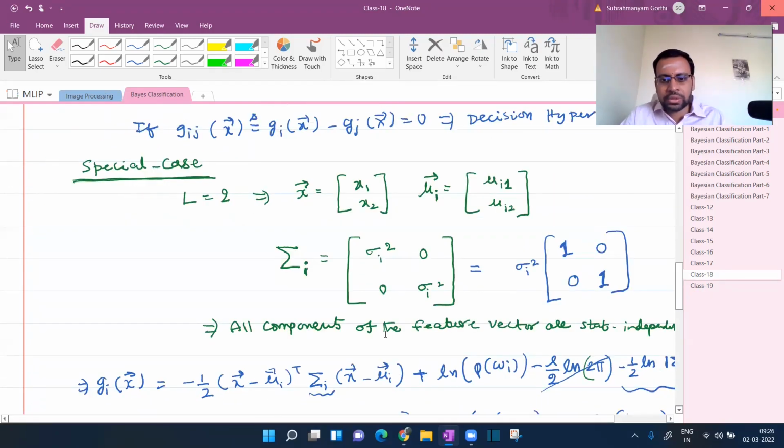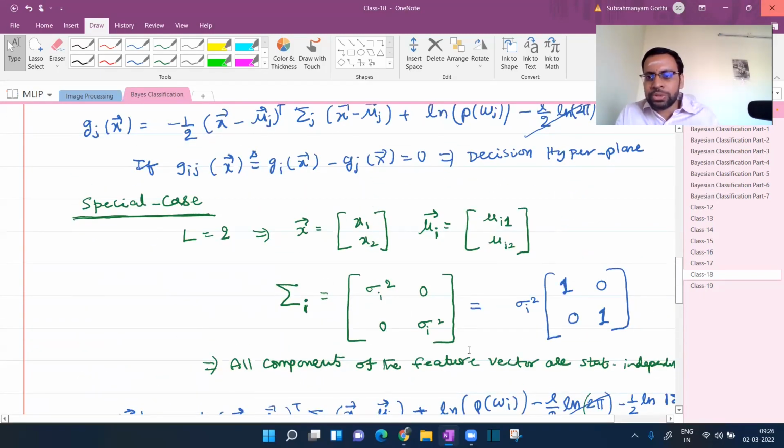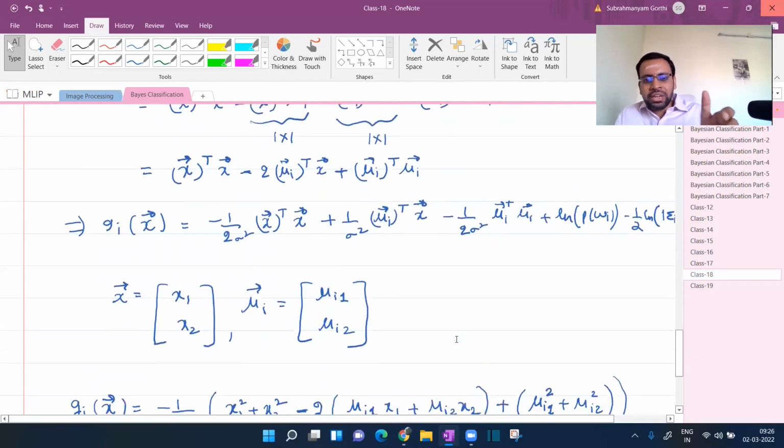Sir, over here, when we define this covariance matrix sigma I, this should be sigma I1 square and sigma I2 square. Very good. Yes, that is possible. It's just that for simplification, I considered both of them to have the same variances.